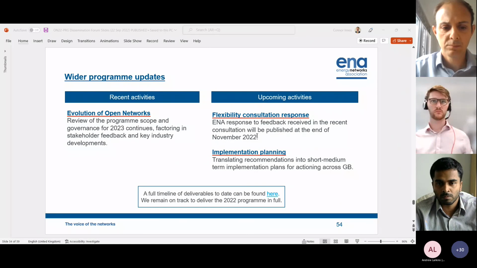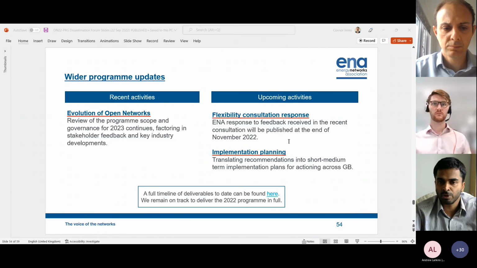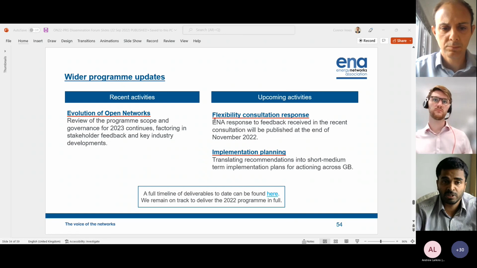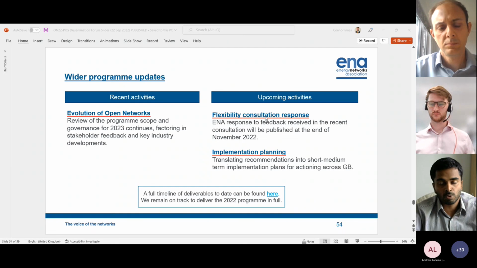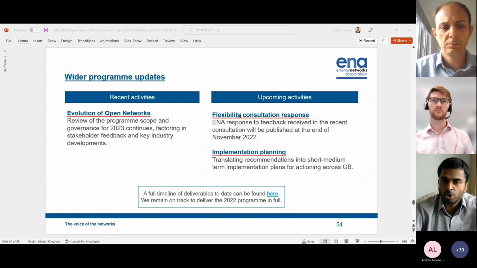In terms of something closer to real time, we've just closed the flexibility consultation. I think I touched upon this in my initial intro as well. We'll be going away, reviewing that, feeding some of the thought process into our scoping exercise as well, and publishing the outcomes, or our thoughts and reflections on the comments we've received, in November.